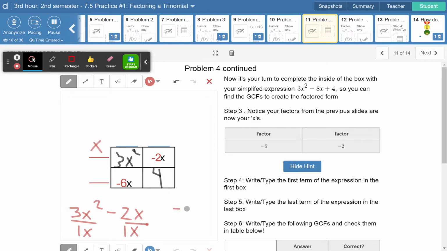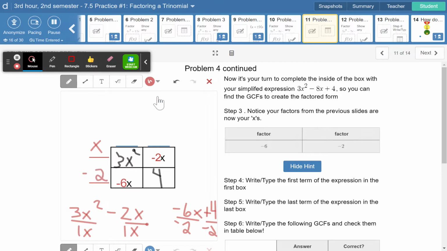Now this is where you have to be mindful. This is a negative 6x plus 4. So the first term is negative here, so we have to take out a negative. Greatest common factor between 6 and 4 is a 2. But we need to make it a negative 2 because our first term is negative.